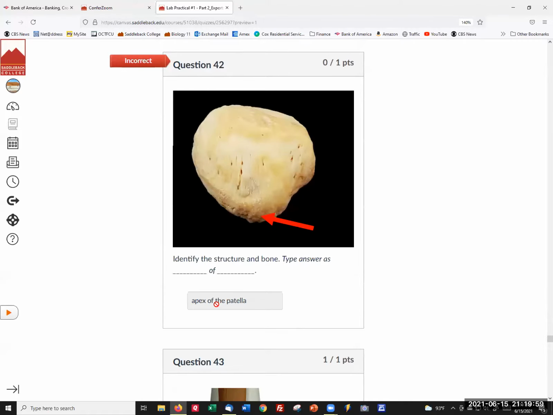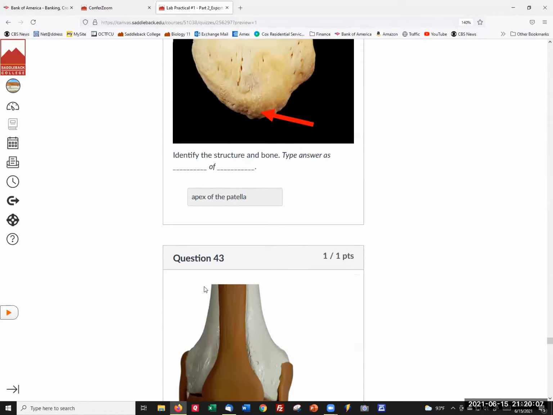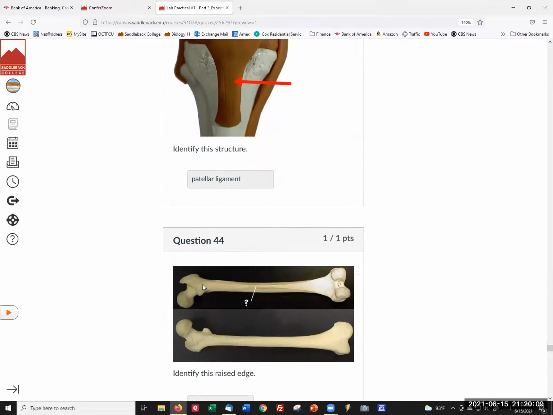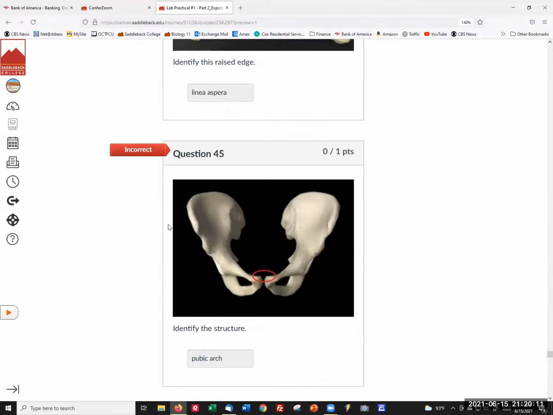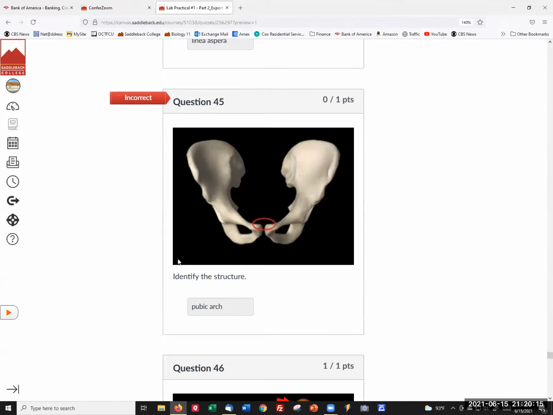Oh, didn't like this. I put the word "the" in. I just wanted apex of patella. Crazy. Incorrect. Why? Oh, because it's not the pubic arch? Certainly is.